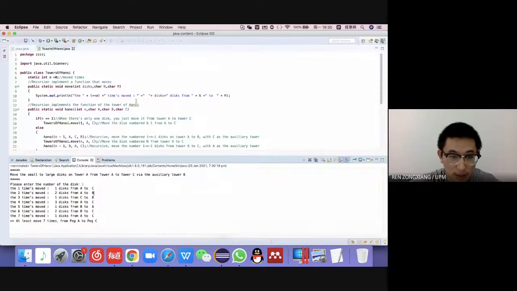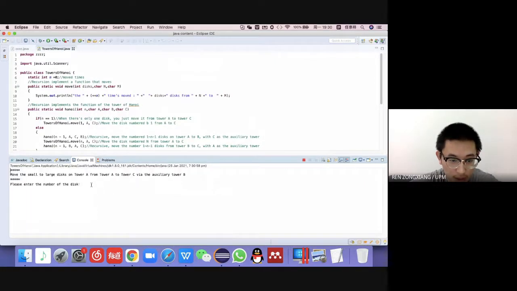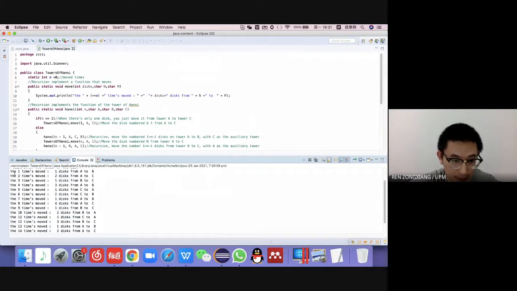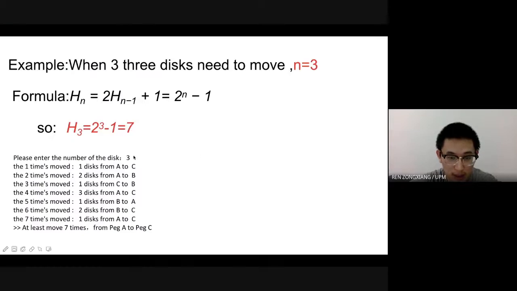So let's go back to this. If we have 4 disks, we can also run this program. You see, if we have 4 disks, at least we need to move 15 times from pack A to pack C. Here are the details of the process. I think that's all of the solution.